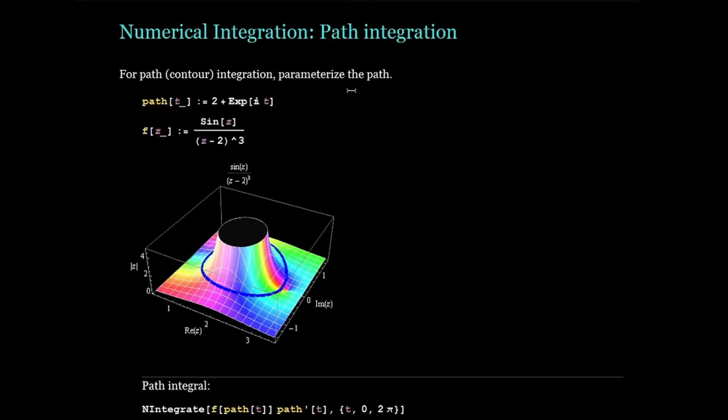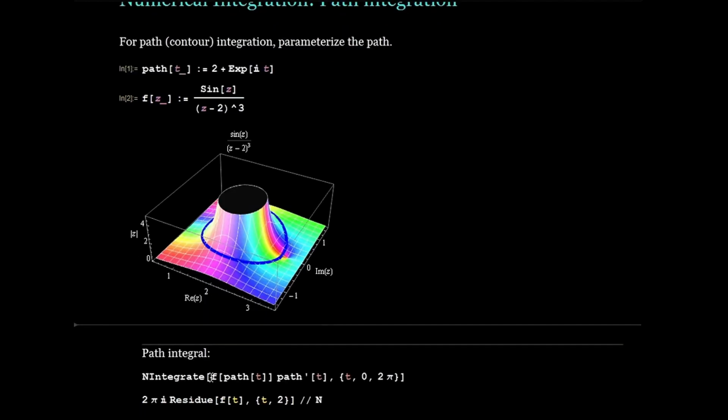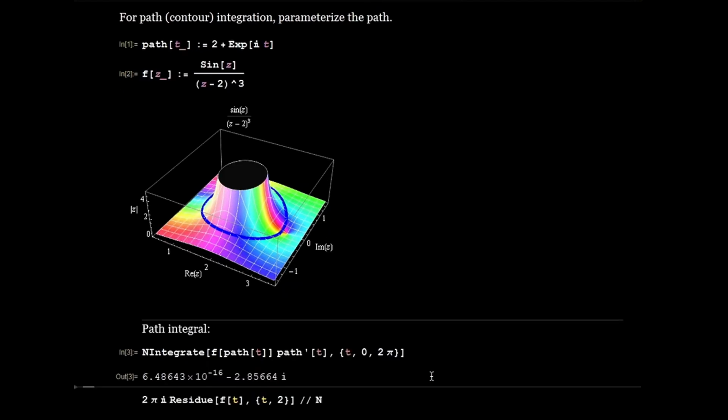To compute a path or contour integral, first parameterize the path. Here we parameterize a contour that circles the point z equals 2 in the complex plane. f of z is the function we want to integrate. We can then perform the numerical integration by using the chain rule. This integral corresponds to a complex residue calculation, so we can check our result using the built-in Residue function.